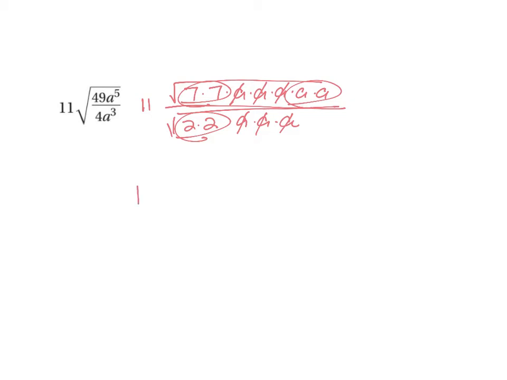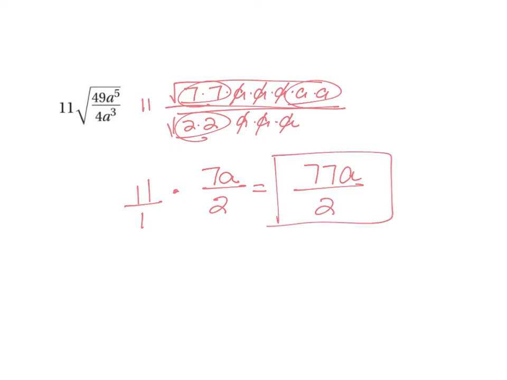So 11 is still hanging out front, times, in my numerator I have 7A, in the denominator I have 2. Remember, 11 is over 1, so I can even go as far as to multiply this. So 11 times 7 is 77, so it'll be 77A over 2. I know that seems kind of crazy, but definitely worked out that way.